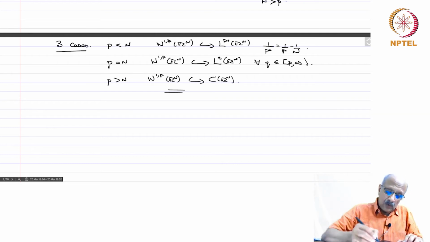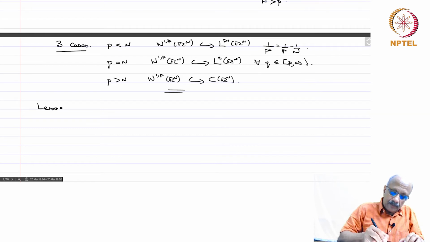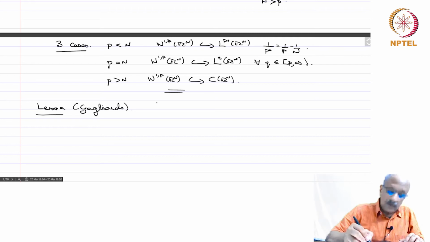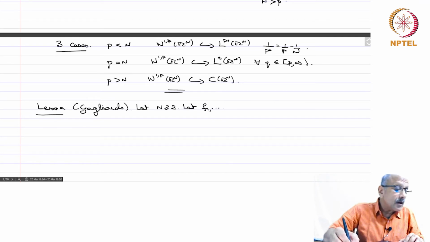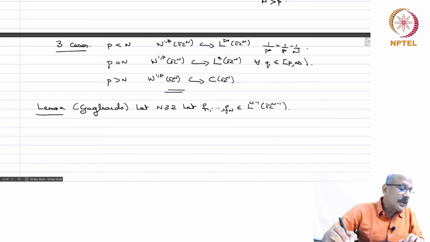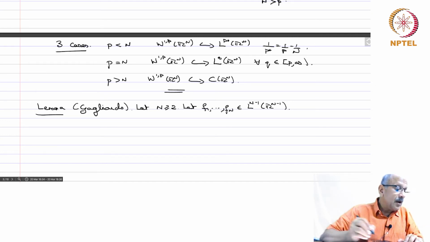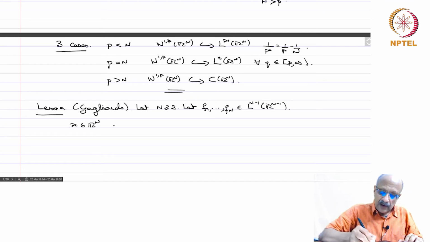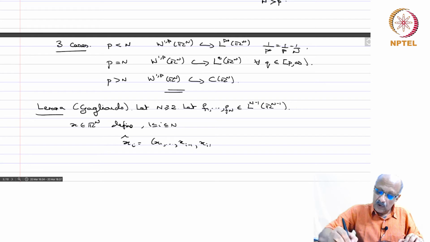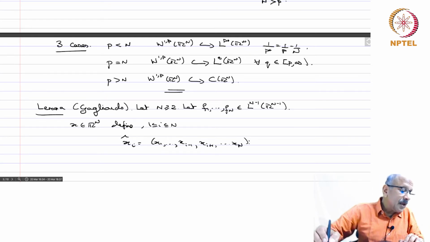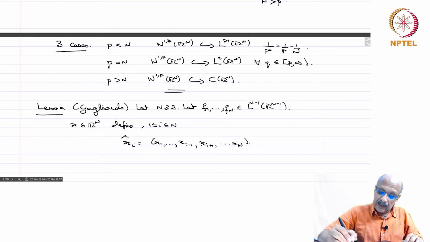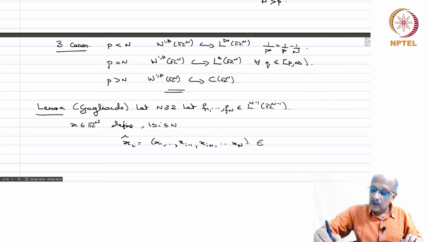Now before you go on, we need a technical lemma due to Gagliardo. Let n be greater than or equal to 2. Let f_1, ..., f_n belong to L^{n−1}(R^{n−1}). So there are n functions in L^{n−1}(R^{n−1}). Now, if x is in R^n, define for 1 ≤ i ≤ n, x̂_i = (x_1, ..., x_{i−1}, x_{i+1}, ..., x_n). So you are dropping the ith coordinate. So we put x̂_i. This now belongs to R^{n−1}.